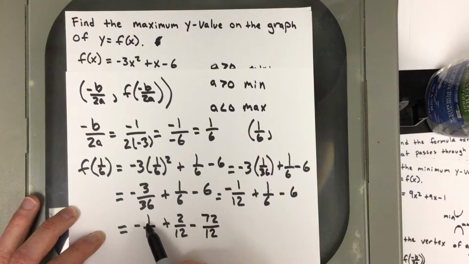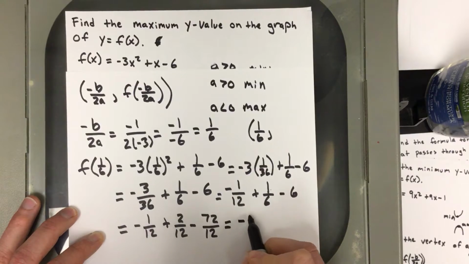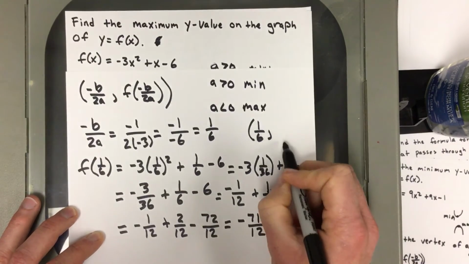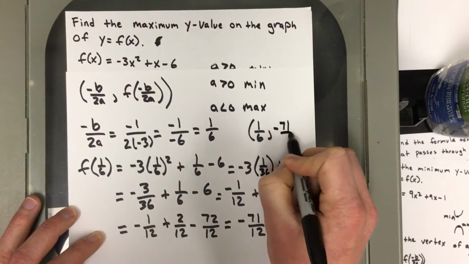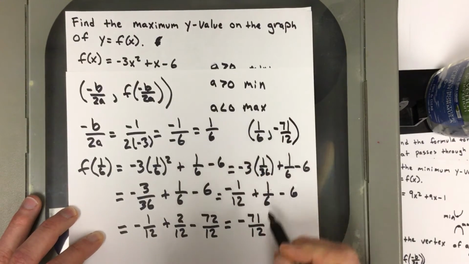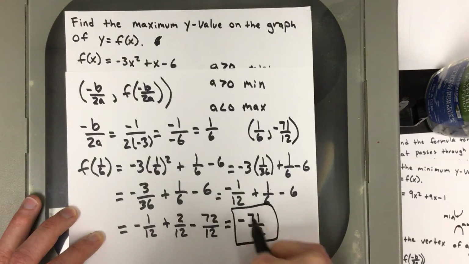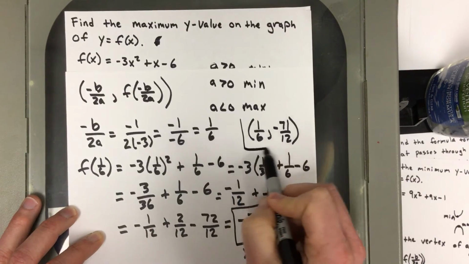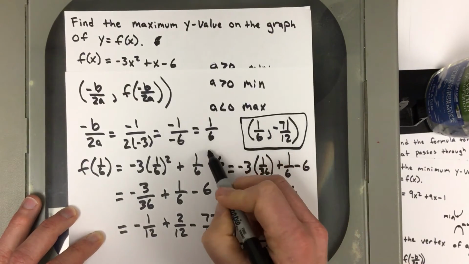So if I take negative 1 and negative 72, that's negative 73. I add the 2, that's negative 71 over 12. So this is what the y value is here. So negative 71 over 12 is our answer. So this is the y value. And this here is the vertex.